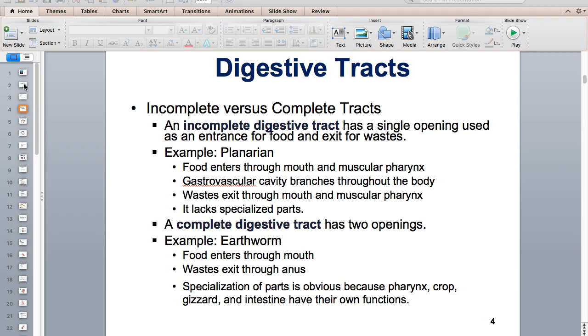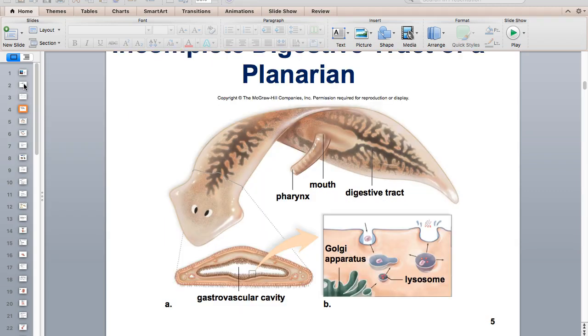Remember when we did the earthworm, I pointed out things like the crop and the gizzard, and then you can see the intestine, so you can see that these specialized parts were not part of the planaria. The planaria, an incomplete digestive tract, is obviously more simple than a complete digestive tract.